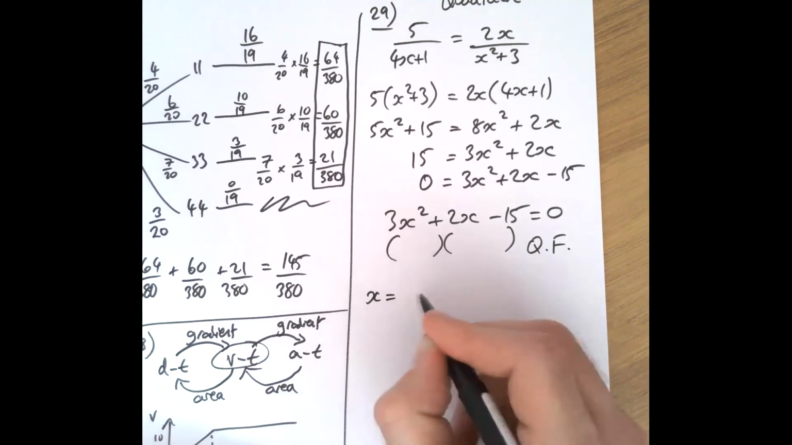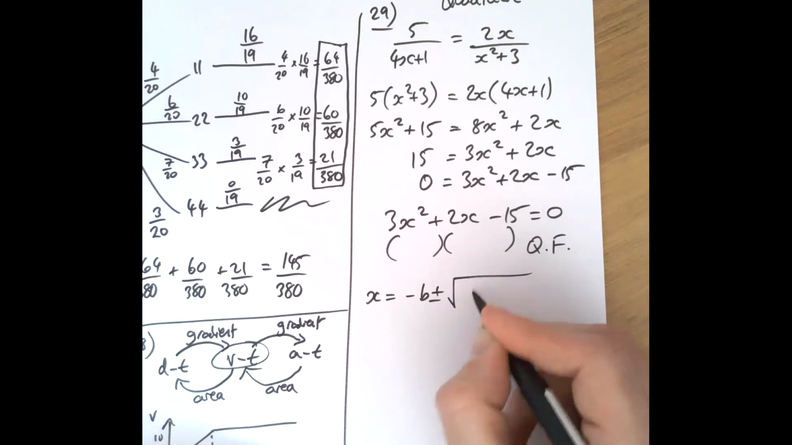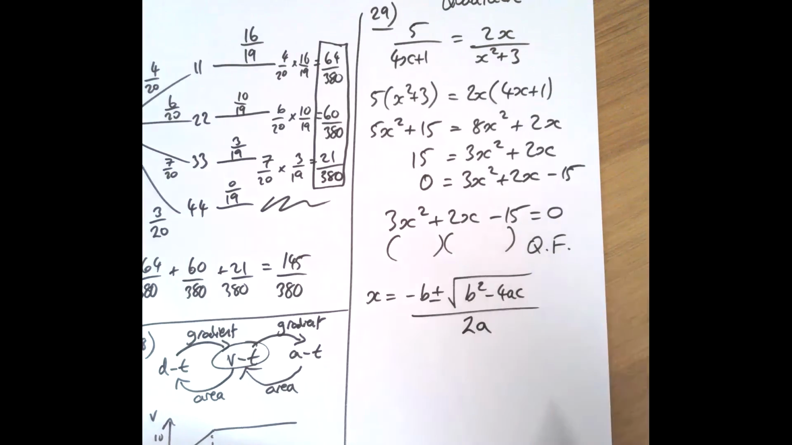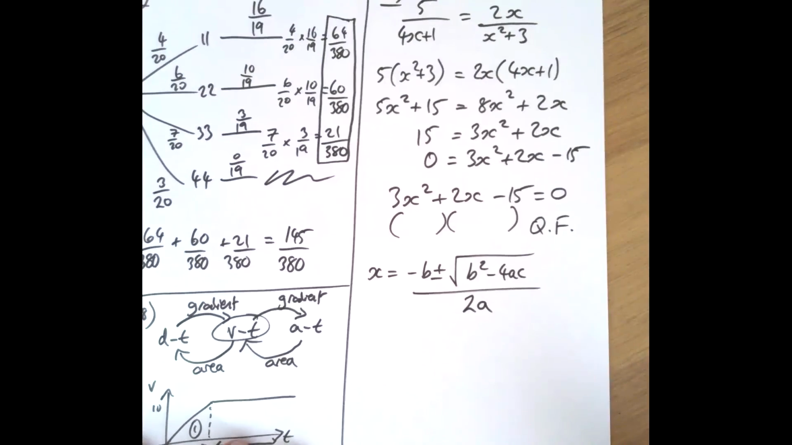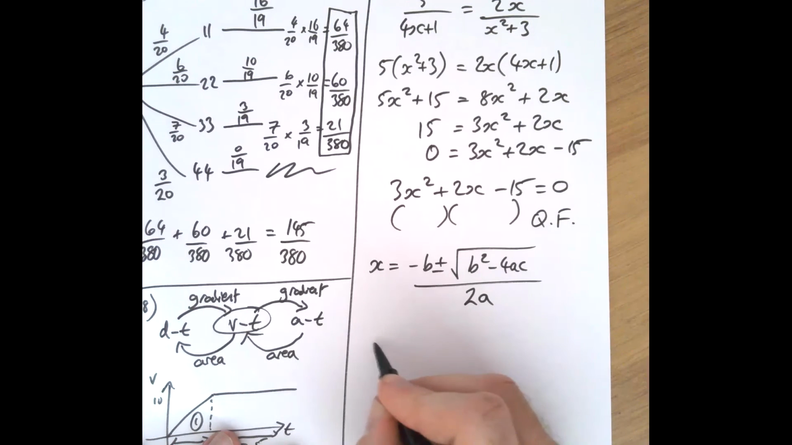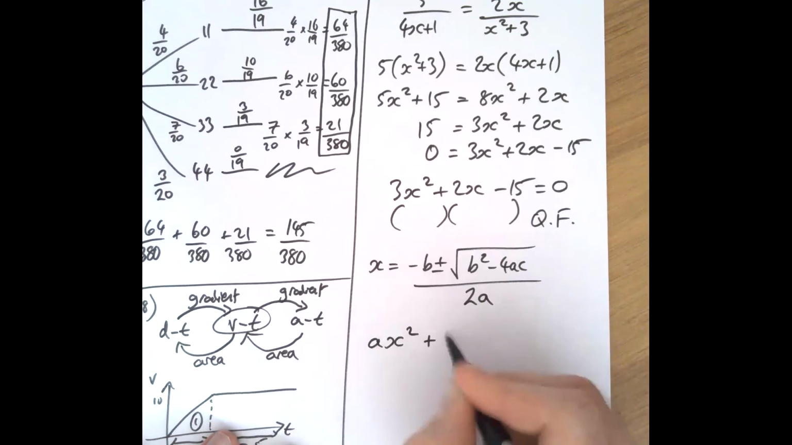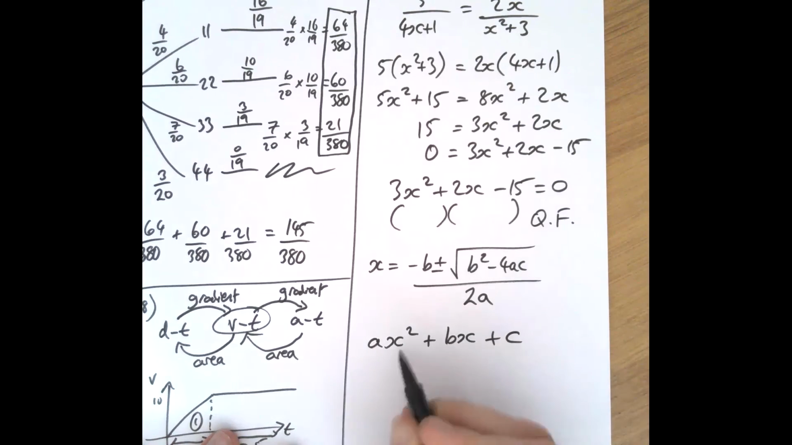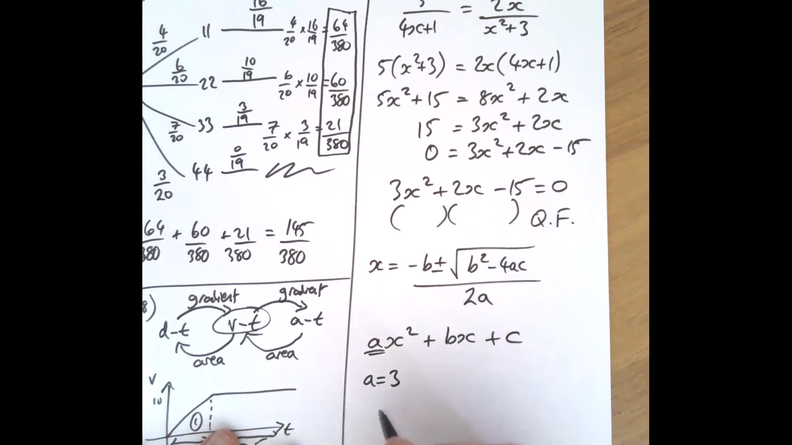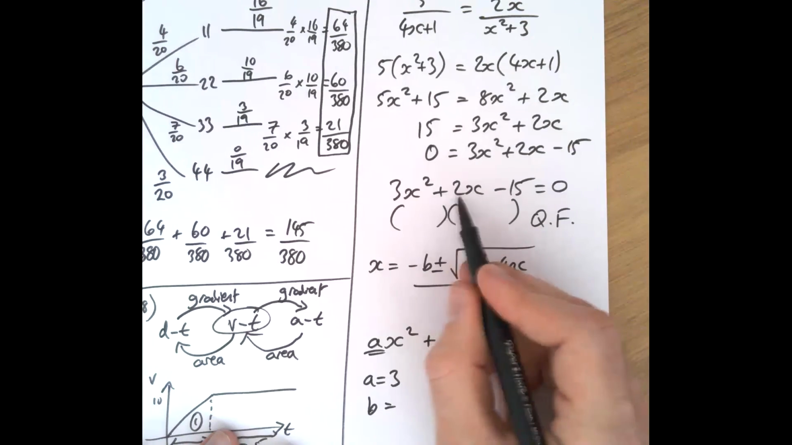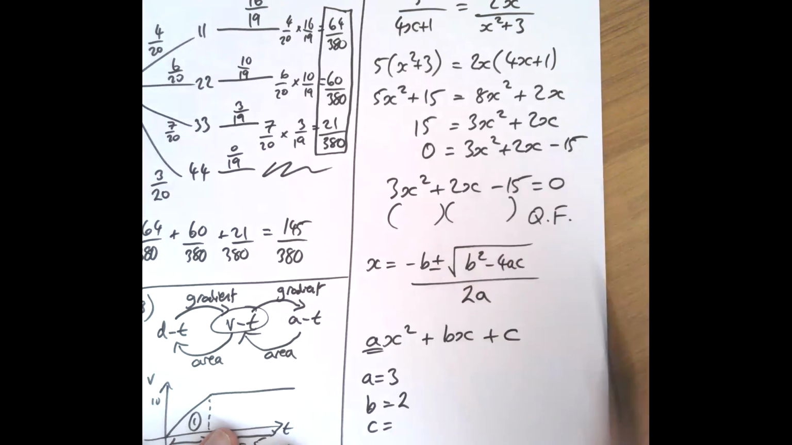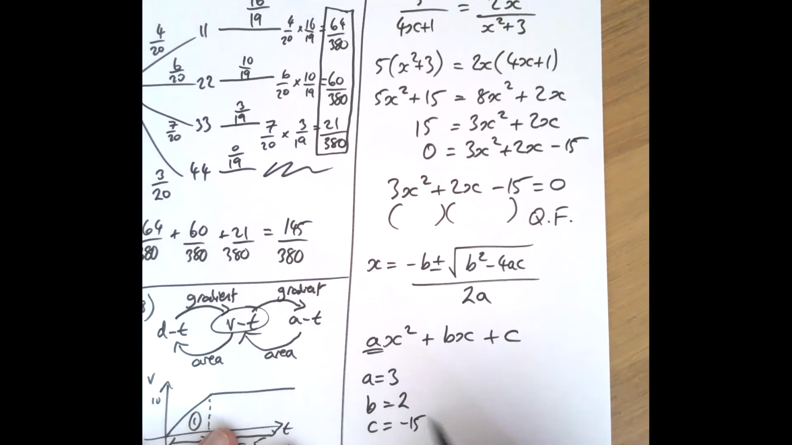So x equals minus b plus or minus the square root of b squared minus 4ac all over 2a, right? That's the hardest bit about this. You just got to kind of learn that formula off by heart. Now with a quadratic, you've got ax squared plus bx plus c. So a is the number in front of x squared, so we've got a is 3. b is the number in front of x, which in this case is plus 2, and c is this number here, so we've got minus 15.